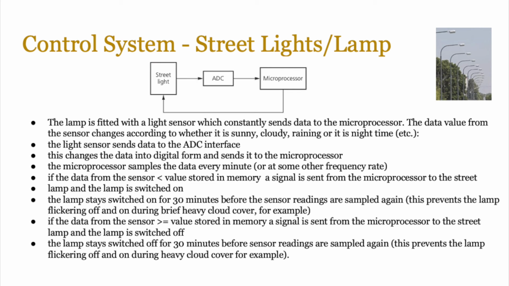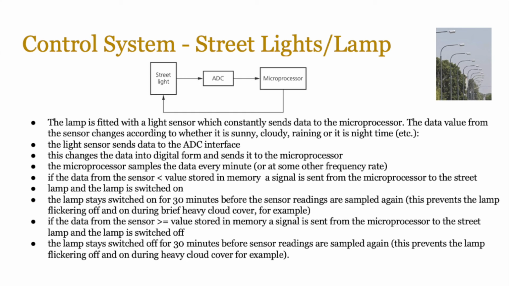For control systems, the process is similar, but the output part changes. So here we have a street light, or perhaps turning the lights in your home on or off automatically. The system is fitted with a light sensor which constantly sends data to the microprocessor. This needs to be converted to digital data using an ADC. The microprocessor samples the data on a frequency, maybe a few seconds, maybe every minute or so.